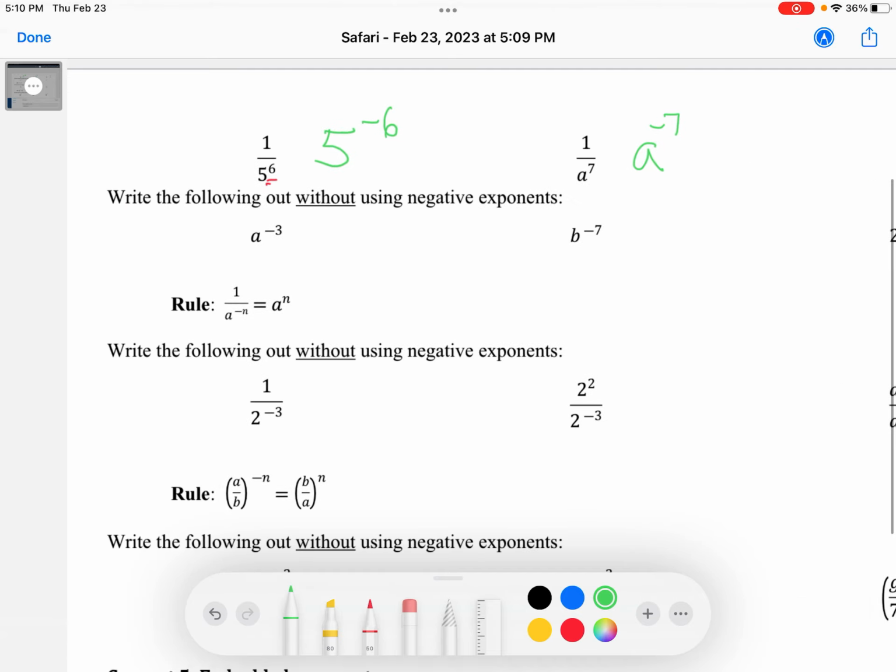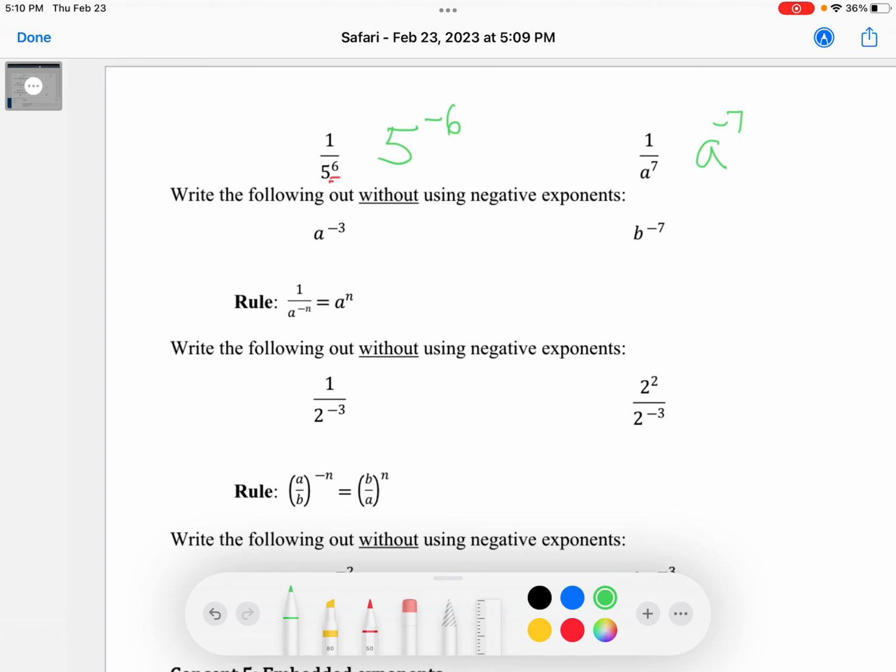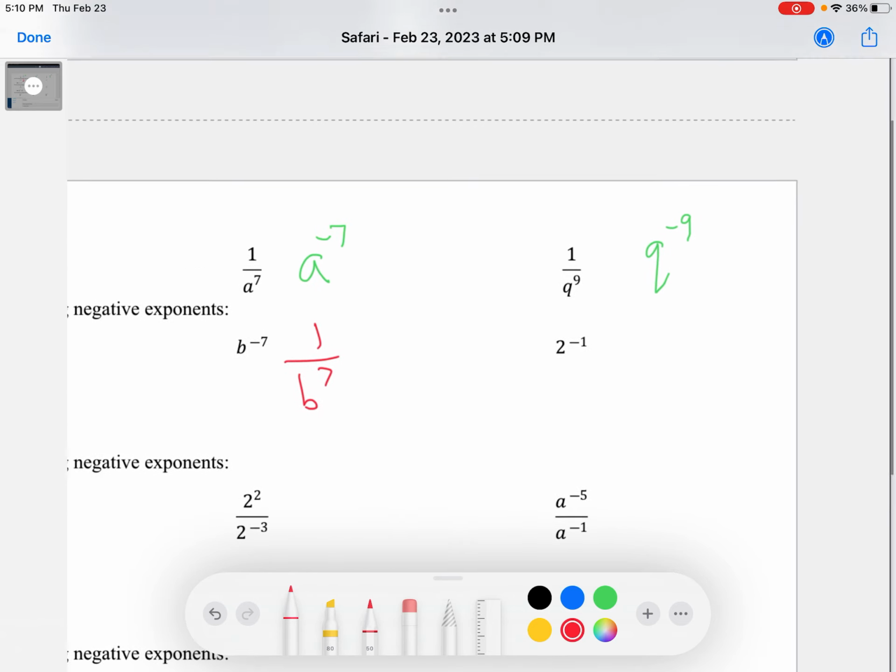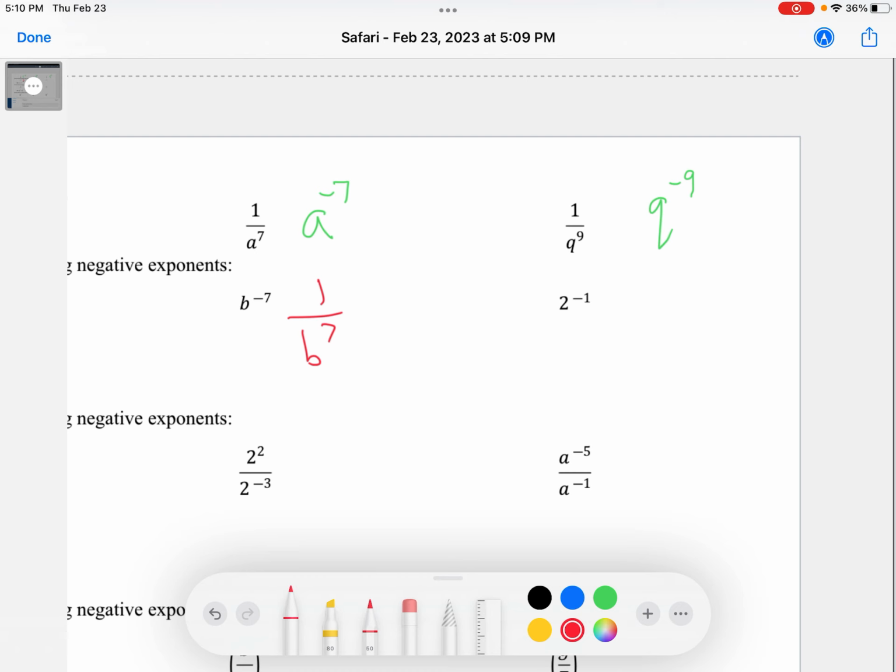All right, now let's go the other direction. If you see a negative exponent, what that really means is you are dividing by a to the 3rd. B to the negative 7 means you're dividing by b to the 7th. 2 to the negative 1, well, that means you're dividing by 2 to the 1st.